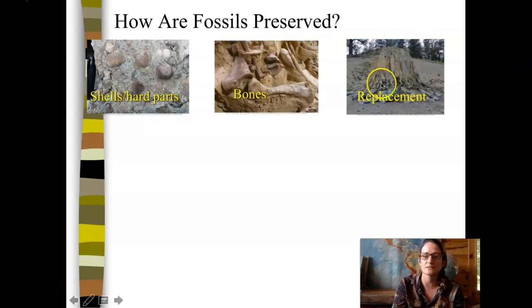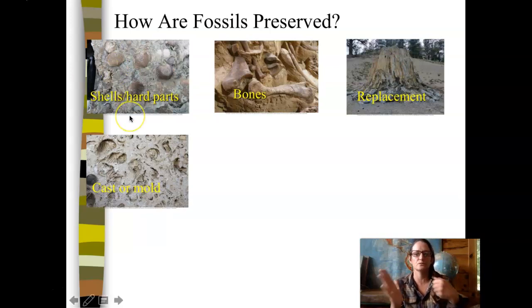Replacement. This is the stump of petrified wood, and when that tree was alive, it was bringing into the cells silica-rich water, and when the tree died, it was in water, and the silica had replaced the cells, and so now we have that preserved stump. It's petrified wood, which is like a siliceous wood now.